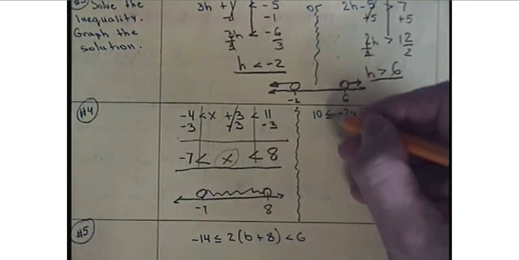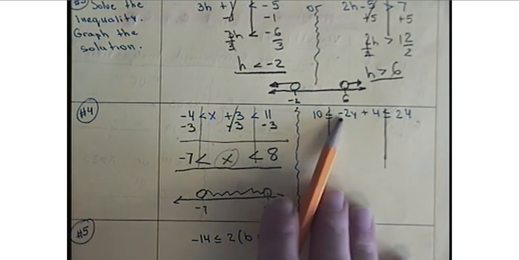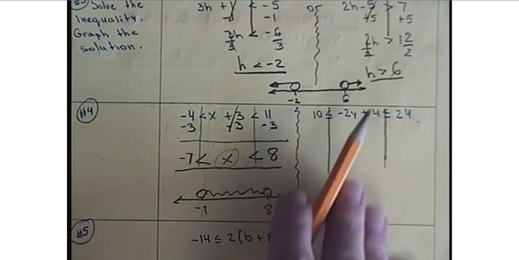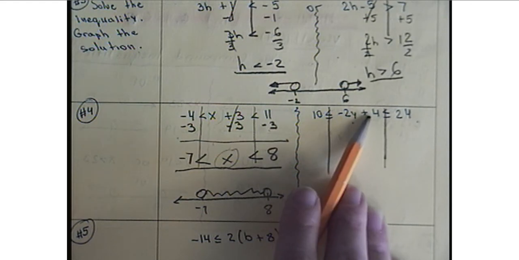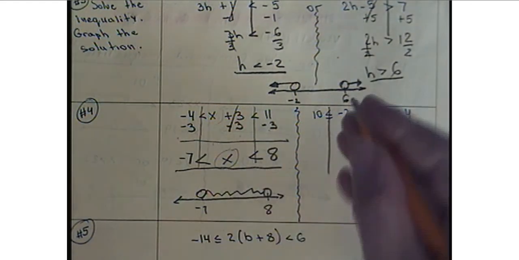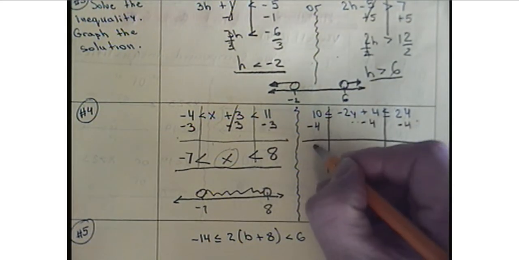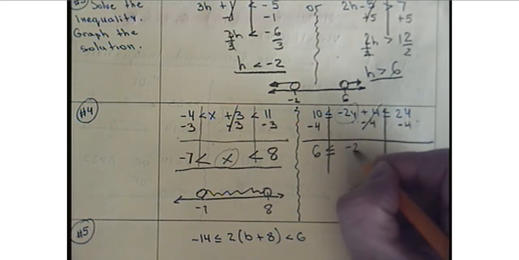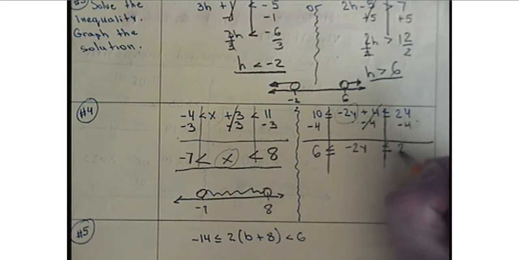Next one, we have this case. So 10 less than or equal to negative 2y plus 4 less than or equal to 24. Alright, so again, we're solving for variable y. First thing we want to move away will be positive 4, our plus 4 number. So we're going to subtract 4 from each one of those. And we'll do the calculations. 10 minus 4 is 6, less than or equal to, those two cancel. In the middle now we have negative 2y left, less than or equal to 24 minus 4 is 20.